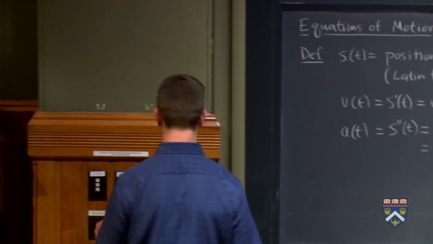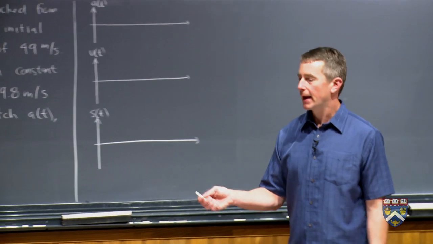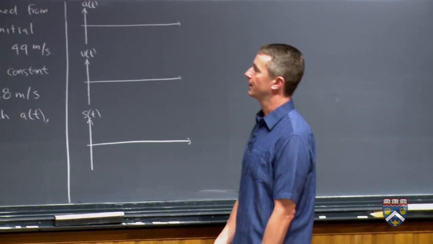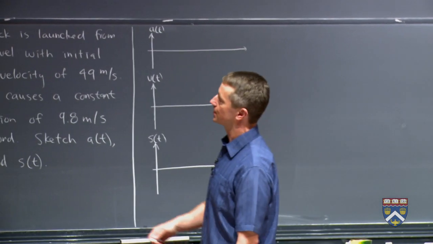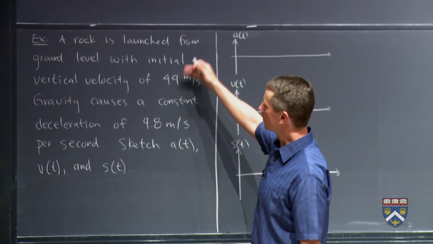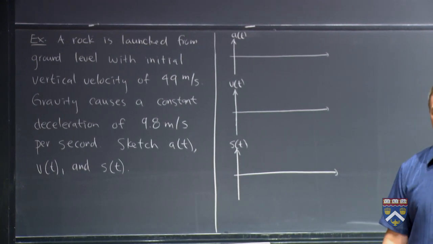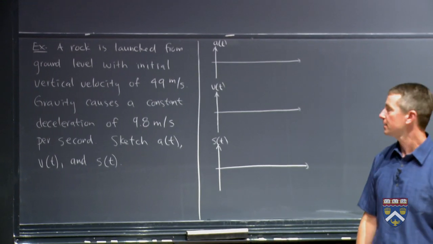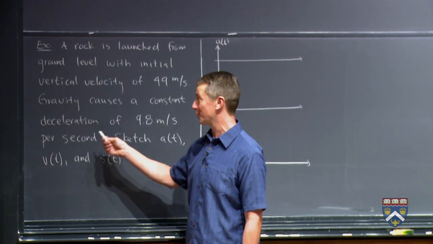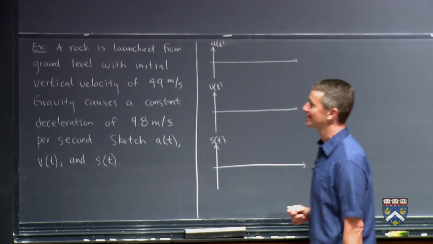And let's do one more. So that first example, we had motion horizontally, side to side. Now we're going to look at one that has some vertical motion. So suppose that a rock or any other object is launched from ground level with an initial vertical velocity of 49 meters per second. And once the object's in the air, the only important force that acts on it is gravity, which causes a downward acceleration, or a deceleration, of 9.8 meters per second per second.